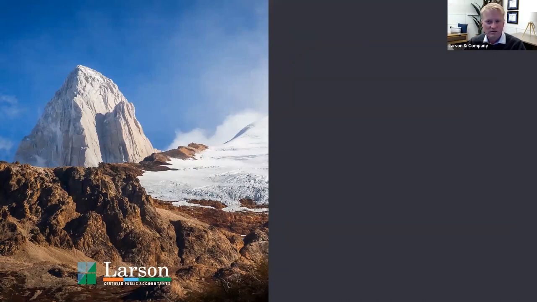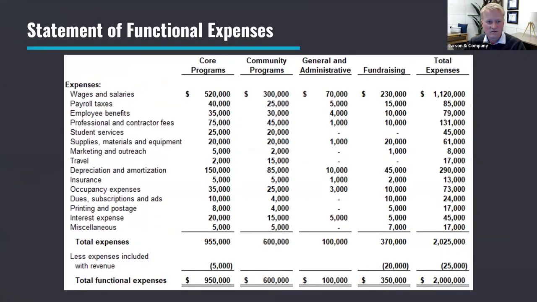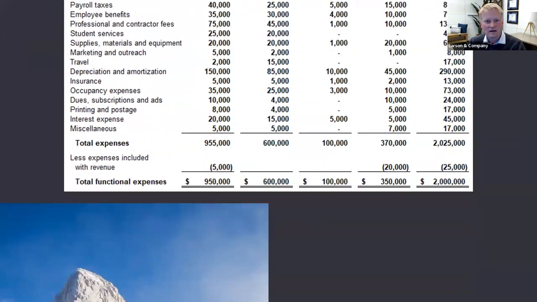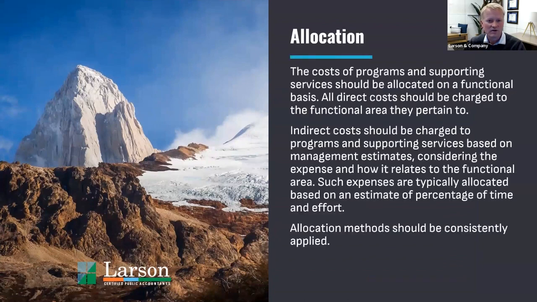If I go back to the statement of functional expenses, you can see here, for example, the wages and salaries at the top line. There's about 1.1 million in total wages and salaries, but those are allocated according to the methods this nonprofit decided on, across the programs, general and administrative, and fundraising. That's just an example of the allocation.